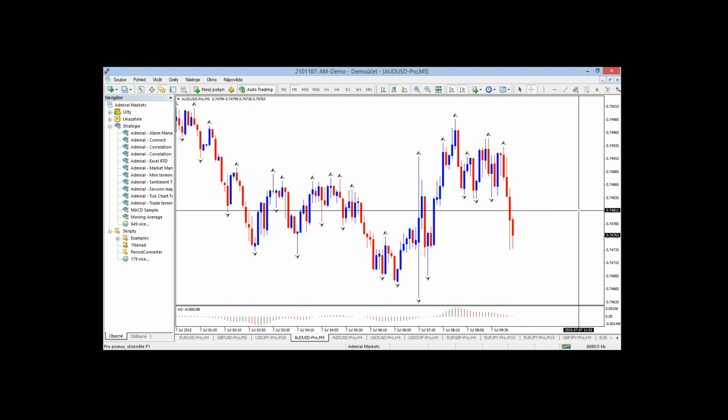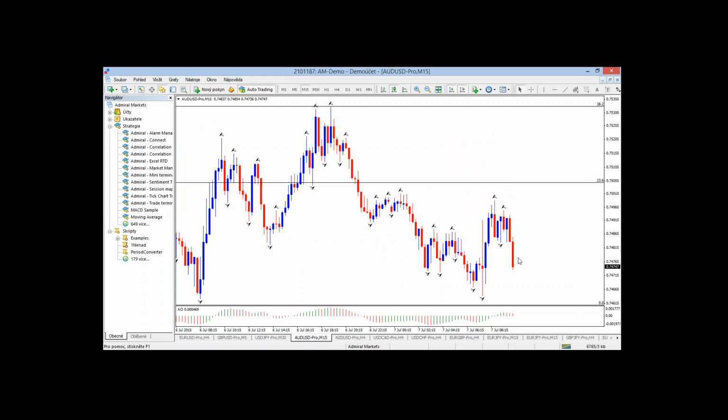So what kind of pullback? Let me see. Well, actually, let me wait. Let me go to the 15-minute chart. Let me wait for this 15-minute candle to close. Let's see how the price responds upon the break on the 15-minute chart. So 7 minutes from now, I'll check it again.